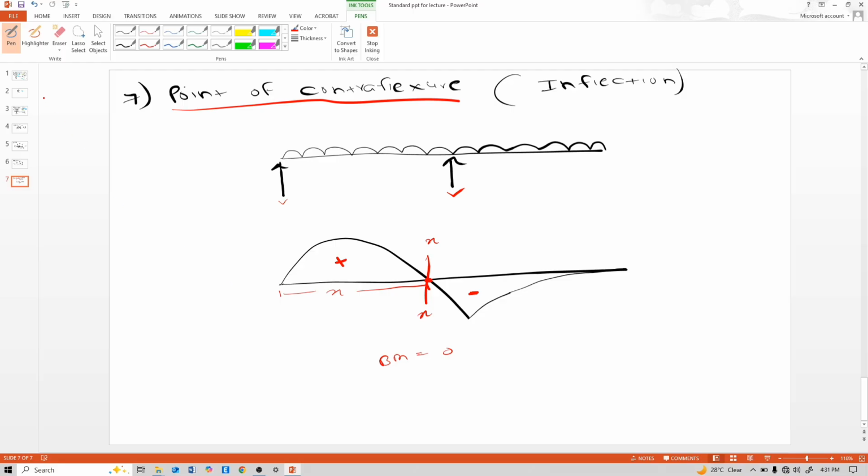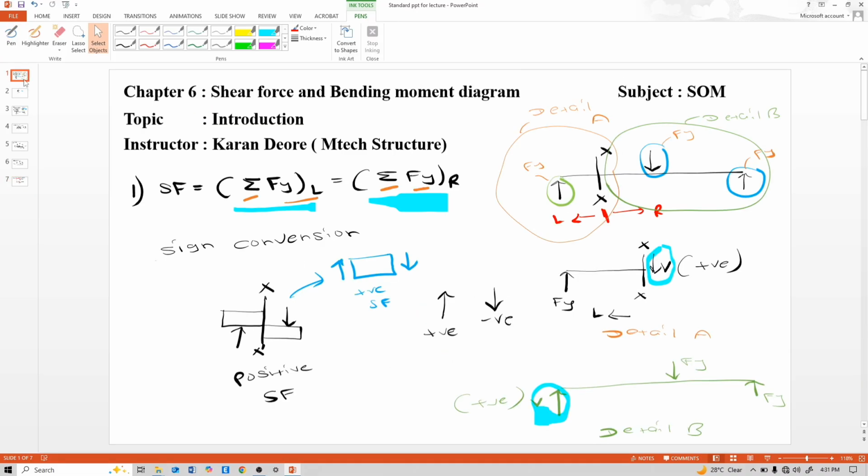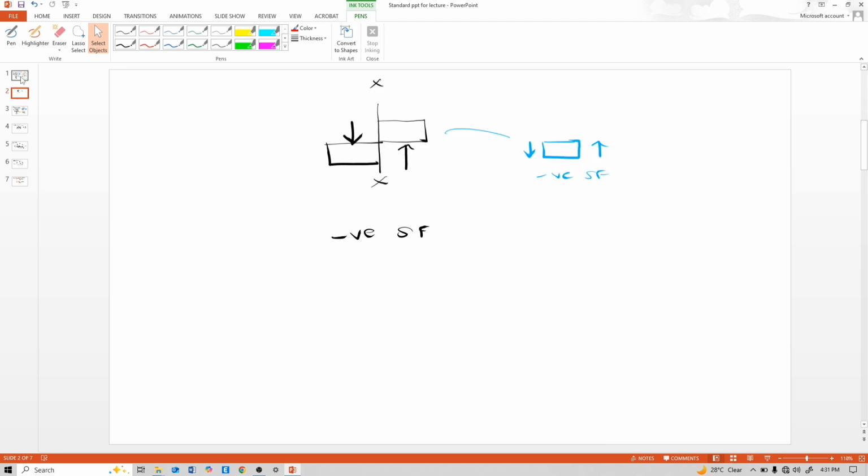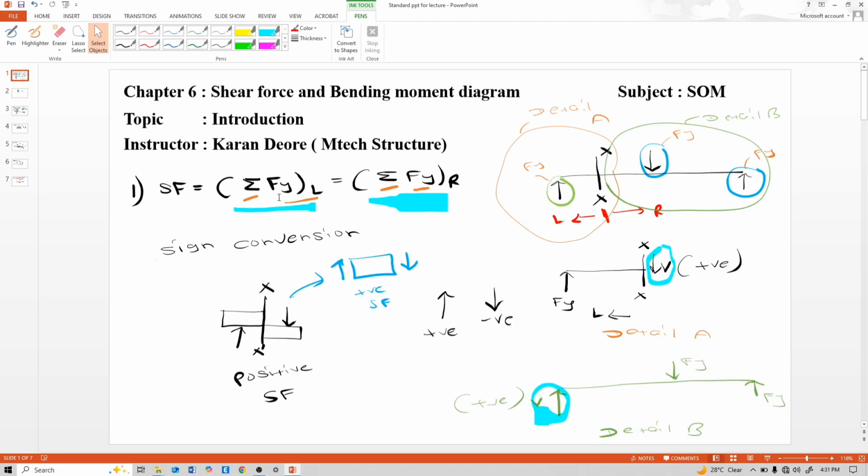So what we have seen in this lecture: first we saw shear force. In that we saw the sign convention for shear force. This is positive shear, this is negative shear. And what is shear force? It is either the summation of left side vertical forces for any section or the summation of right side vertical forces for any section.